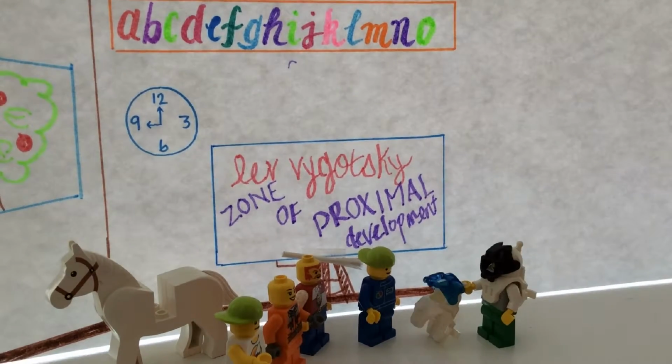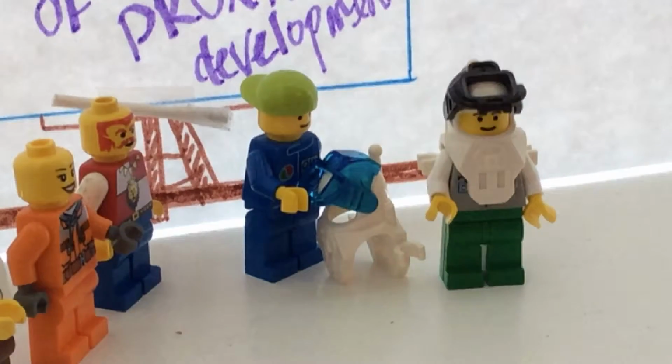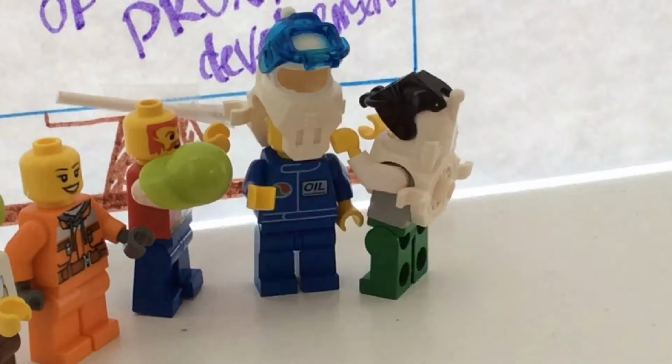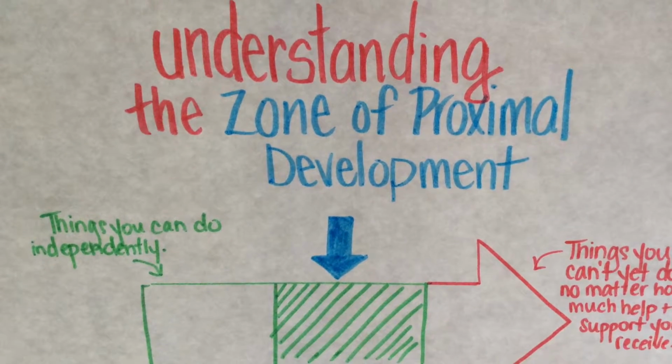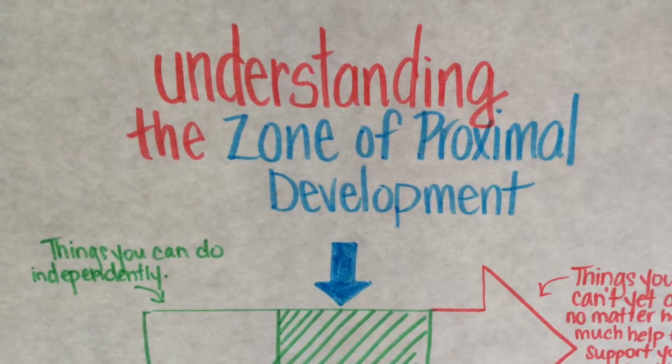Vygotsky believed that we develop because we learn. We don't learn because we develop. This is why the zone of proximal development is significant in today's classroom. This visual was inspired by verbaltovisual.com.